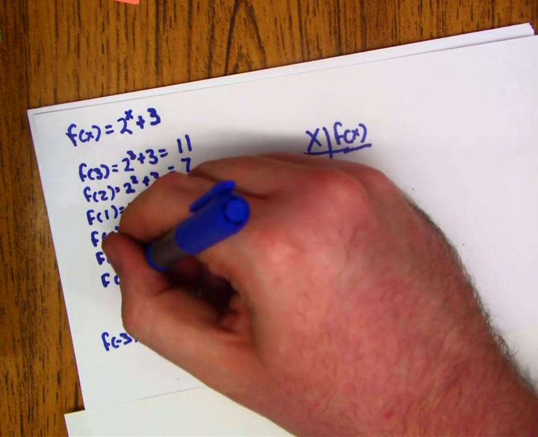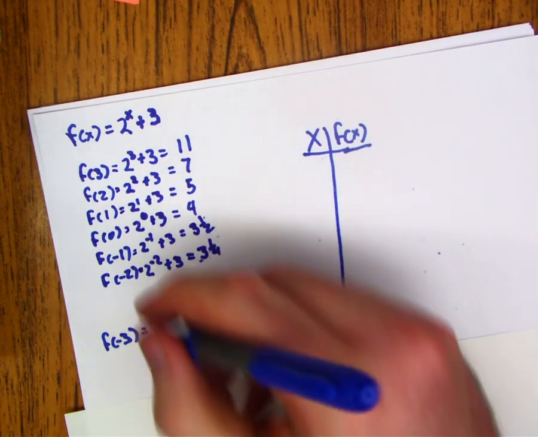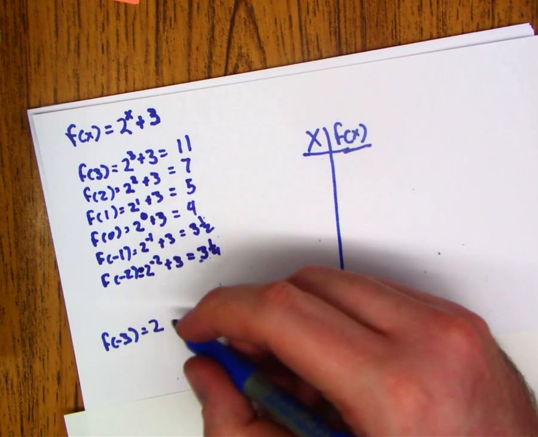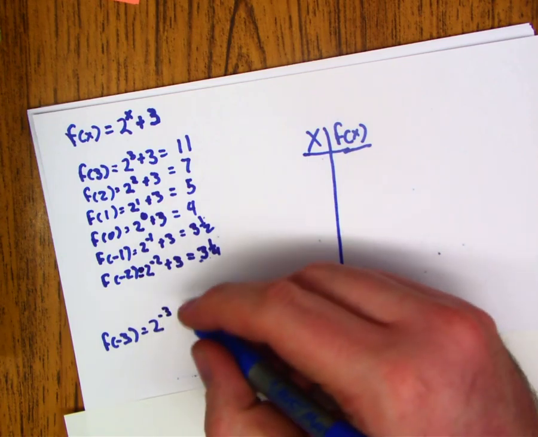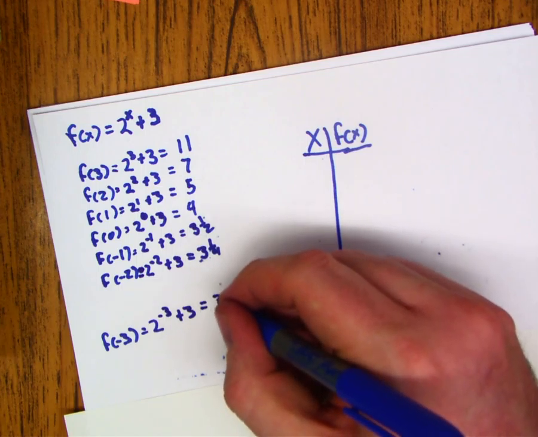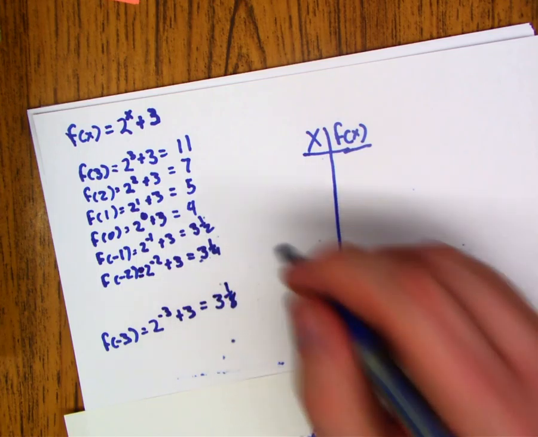Sorry, I just realized I don't have all my equal signs in there. Okay, so equals. There we are. And then for our last case here, 2 to the negative 3 plus 3, which is going to give me 3 and 1/8.